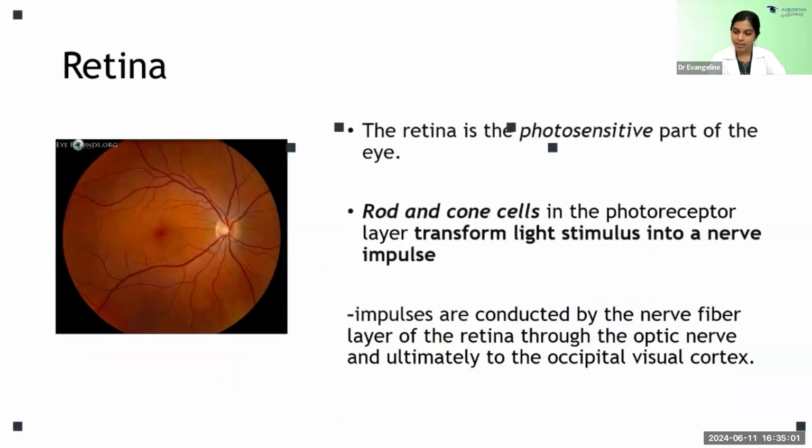Retina. The retina is the photosensitive part of the eye. Rod and cone cells in the photoreceptor layer transform light stimulus into a nerve impulse. Impulses are conducted by the nerve fiber layer of the retina through the optic nerve and ultimately to the occipital visual cortex in the brain.